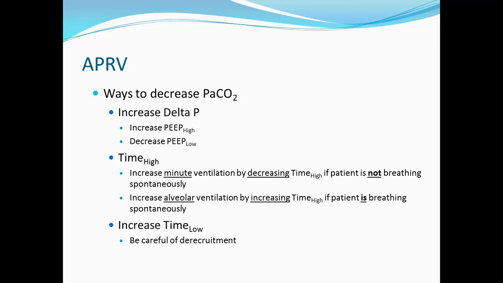Another way to decrease the CO2 is to increase the time low. As you increase time low, the patient will exhale more volume. However, you need to be careful because the more you increase time low, the more likely you are to cause derecruitment. So you should probably stay with the expiratory flow, the flow during time low, equal to 75 to 85% of the peak expiratory flow.